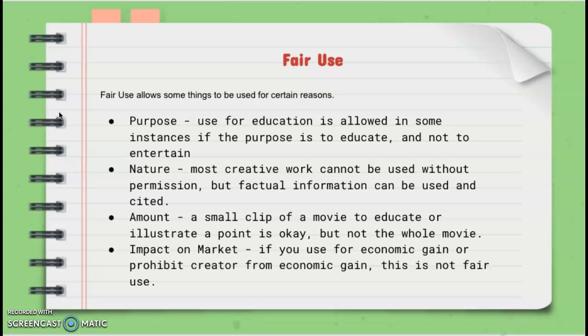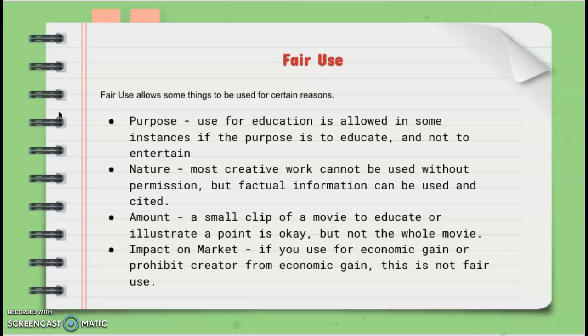So if you're talking about creative work, artwork, pictures, plays, literature, it's very difficult to use those things without permission. Factual information, like we talked about with scholarly articles and data and things that are actually published for educational purposes, can often be used as long as they are cited. So that's kind of a difference between creative work and factual and data: if you can cite the information in the factual and data information, then they can be used.